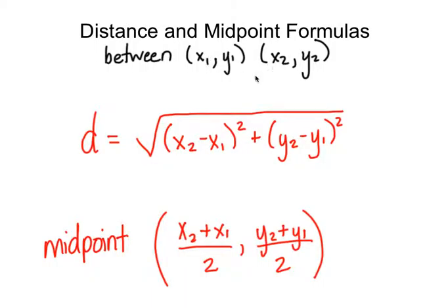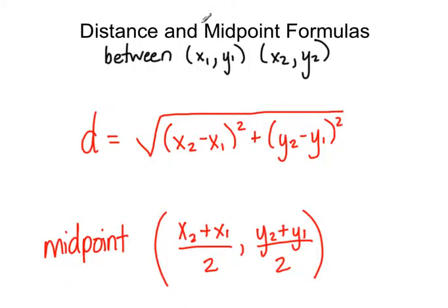So if I do x2 minus x1, we'll get that value and square it. And then I would do y2 minus y1, get that value and square it. And I do those first because it's parentheses. And then after I square both of them, then I would add them together. And then I would take the square root.